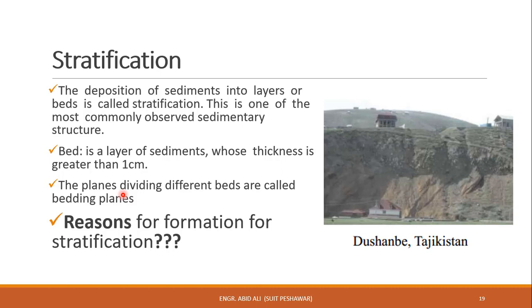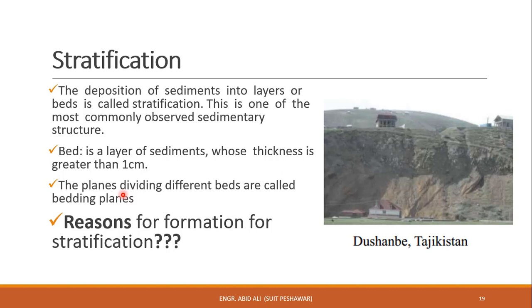Number one, we have stratification. What is stratification? The deposition of sediments into layers or beds is called stratification. This is one of the most commonly observed sedimentary structures. What is a bed? A bed is a layer of sediments whose thickness is greater than 1 centimeter. The planes dividing different beds are called bedding planes.